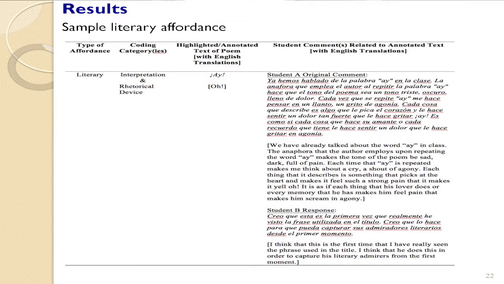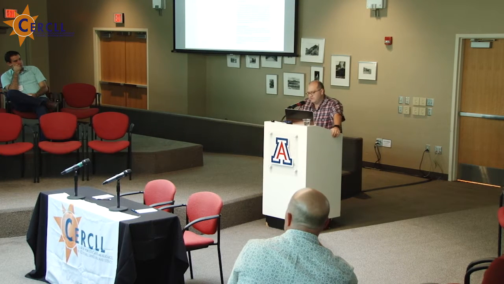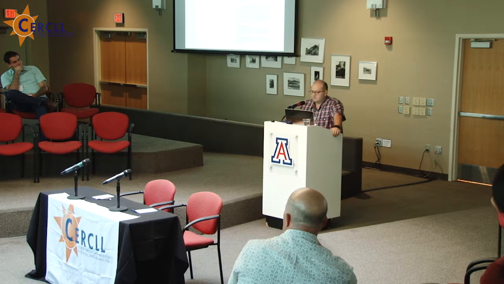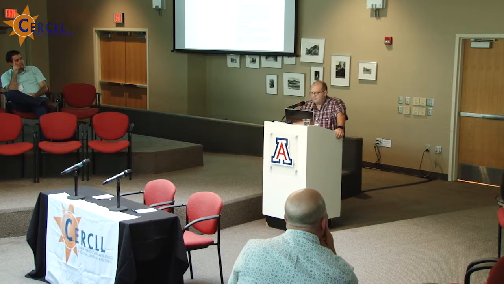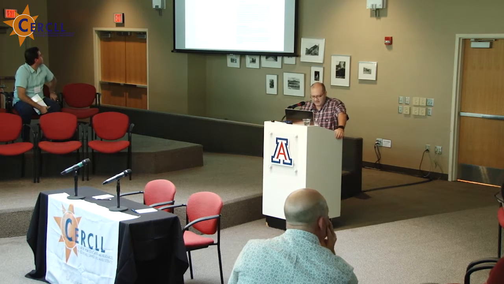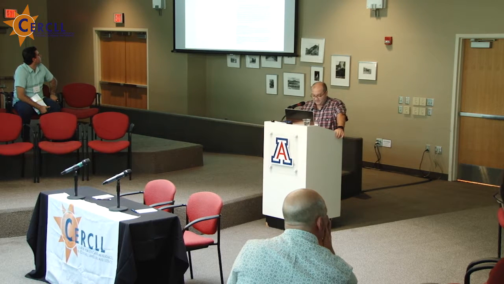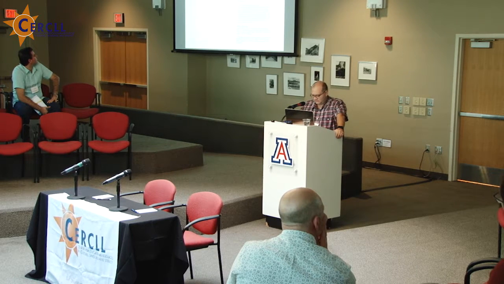So here I wanted to briefly provide some examples in the discourse of what a literary affordance is in this case. This is a student who commented on a word, ay, in Spanish. It was in the title of a poem. And he references a rhetorical device called anaphora that the author employs right at the beginning of the poem, again in the title. And he goes on and talks about what ay means for him and how he's interpreting it. Each time that ay is repeated, it makes me think about a cry, a shout of agony. Each thing that it describes is something that picks at the heart and makes it feel such a strong pain that it makes it yell, oh, or ay. It is as if each thing that his lover does or every memory that he has makes him feel pain that makes him scream in agony.